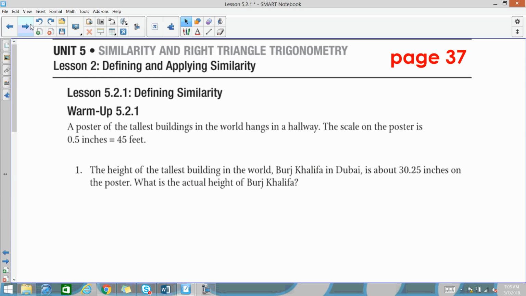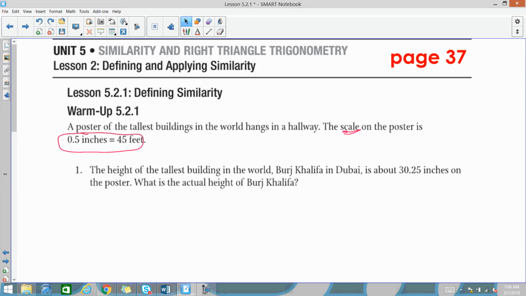So here we go. Page 36 is where we're actually going to start our first type of problem. I know it says warm up, but we're going to do it together. So it says a poster of the tallest building in the world hangs in the hallway. The scale of the poster is 0.5 inch, or half of an inch, that indicates that it actually equals in real life 45 feet. That's how they do things in the history books. Like when they put the map of the earth on there, clearly you can't have the entire earth on a page, but they scale it saying that each quarter inch equals 28 miles or something like that. So this is what we call our scale, all right? It's telling you your scale factor.